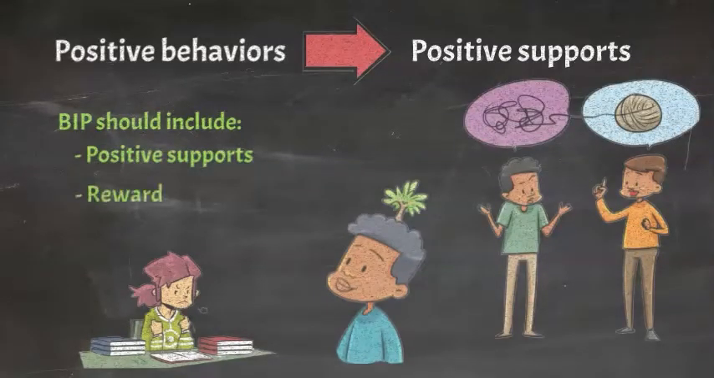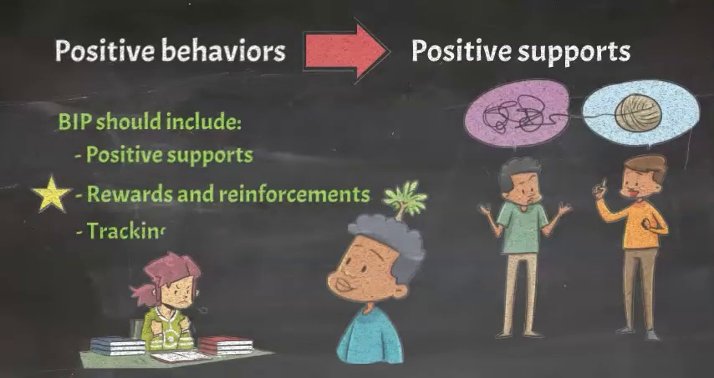The BIP should include rewards for replacing the negative behavior with positive behavior. The BIP should also include a system for tracking the child's behavior and for determining whether the BIP is successful or whether it needs to be reviewed and revised by the IEP team.